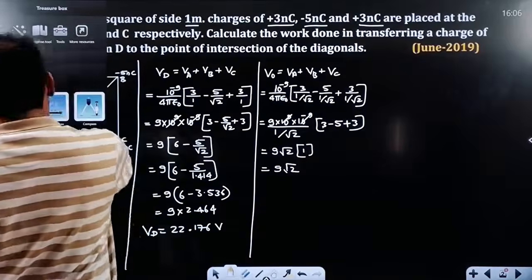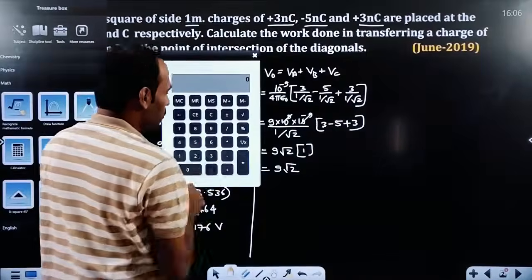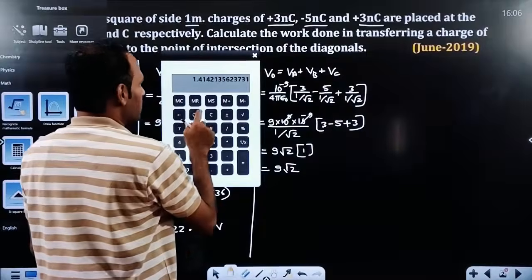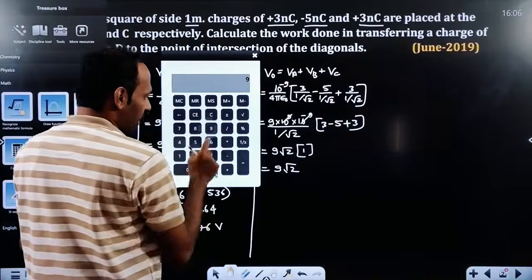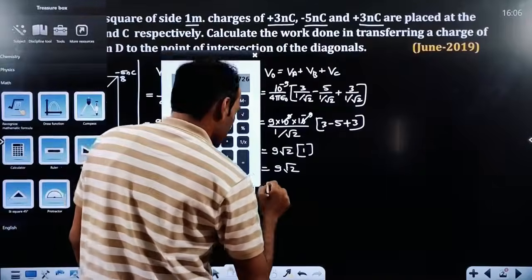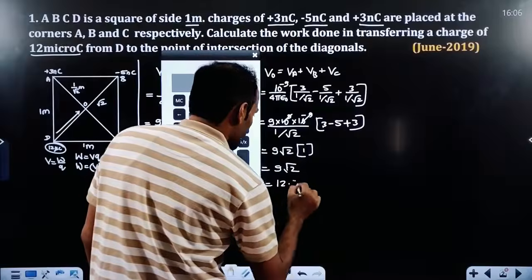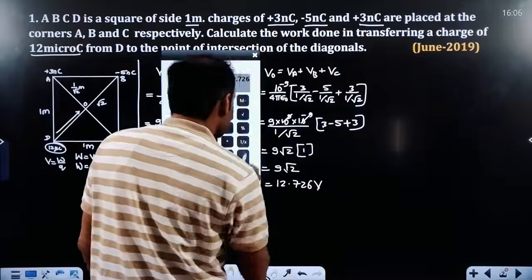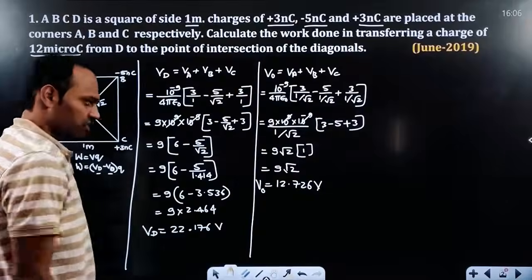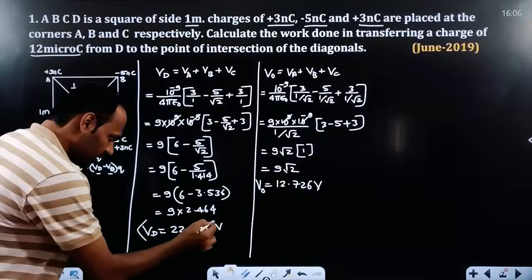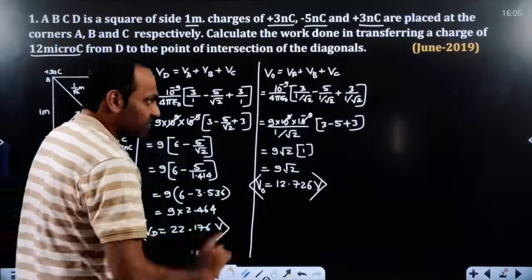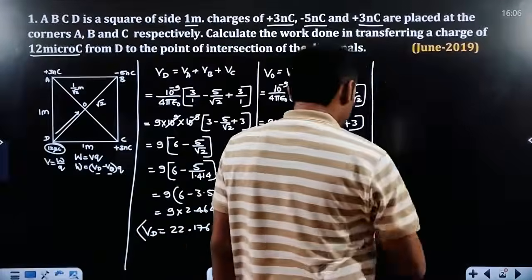Let us calculate its value. So 9 root 2, we know root 2 is 1.414. 9 into 1.414, clear, so this is 12.726 volt. This much is the potential at point O. So we got the potential at D and the potential at O. Don't forget to write the units.